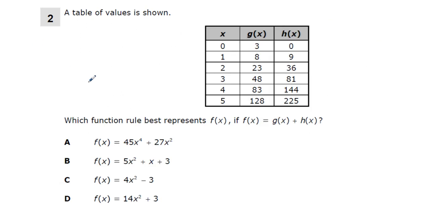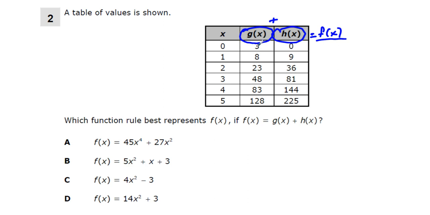Problem 2, a table of values is shown. Which function rule best represents f of x if f of x equals g of x plus h of x? Well, we can go ahead and make an analysis and maybe get cubic functions out of each of these by using a method. But we're going to add these two together to create f of x. Therefore our output values for these two together are going to be the sums of g of x and h of x.